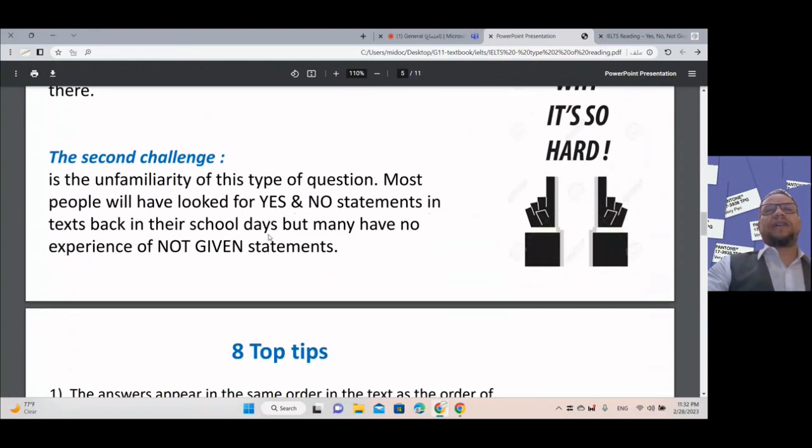The second challenge is about the type of question. Most people had to look for yes, no statements in texts back in their school days. But many schools, many teachers, I'm sorry to say that, didn't practice with students about not given information. If I don't have the information, it's not related to the passage, it is not given. So the second challenge is that IELTS students, in high schools or any schools or universities, didn't face a teacher who gave them information, practice or exercises about not given information.